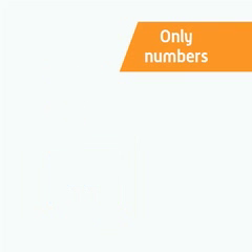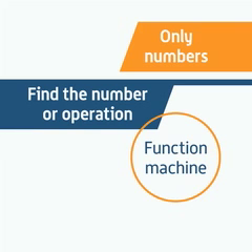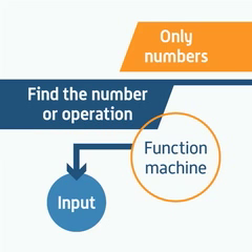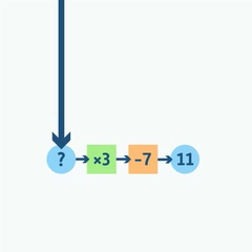Sometimes the number machine only involves numbers. You need to find a missing number or operation. We can also call this a function machine because the operations done on the input are functions. For example, a number is multiplied by 3 and then 7 is subtracted to make it 11. What was the original number?